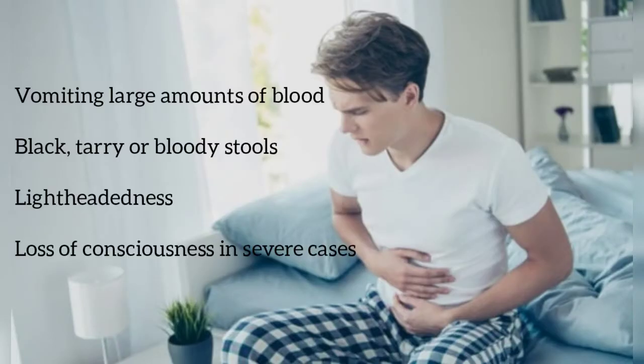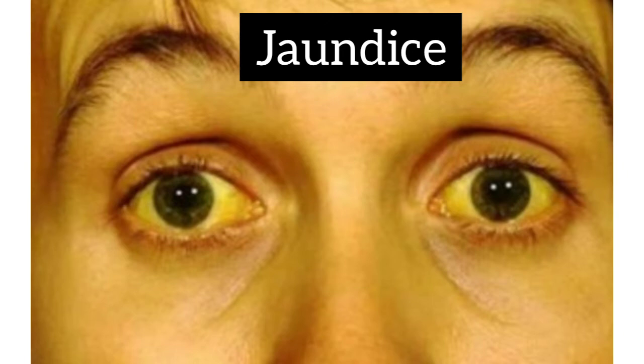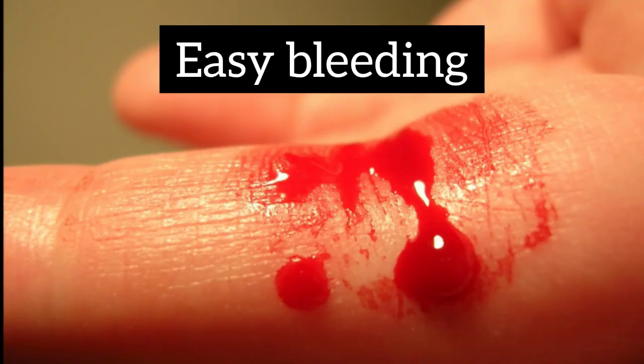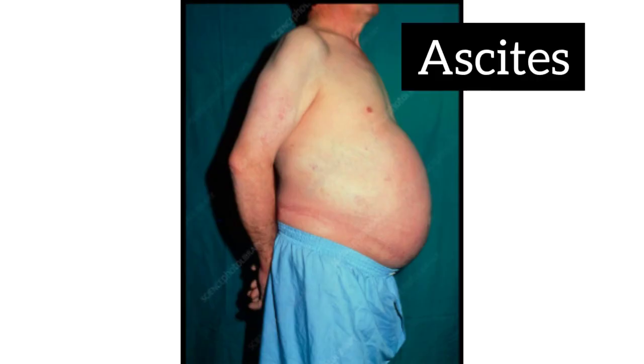Symptoms. Esophageal varices usually don't cause signs and symptoms unless they bleed. Signs and symptoms of bleeding esophageal varices include vomiting large amounts of blood, black, tarry or bloody stools, lightheadedness, and loss of consciousness in severe cases. Your doctor might suspect esophageal varices if you have signs of liver disease, including yellow coloration of your skin and eyes (jaundice), easy bleeding or bruising, and fluid buildup in your abdomen (ascites).